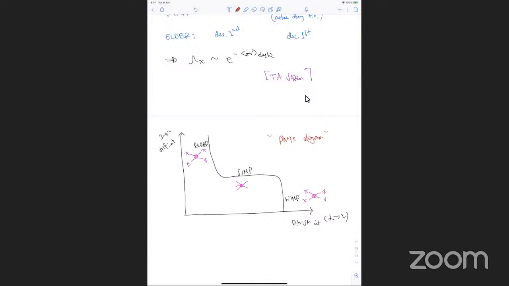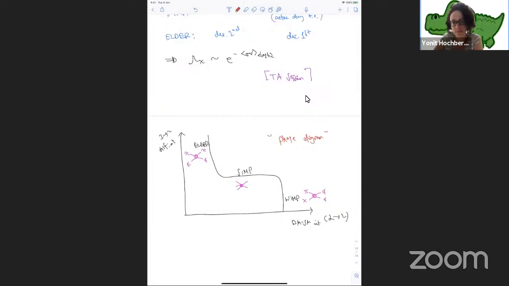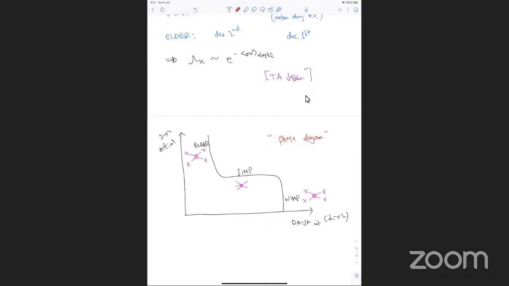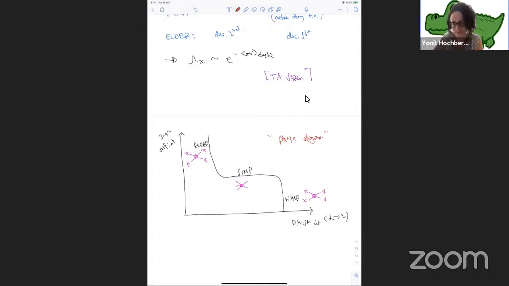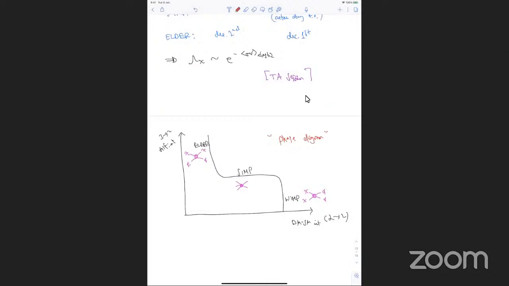Okay, last question. The kinetic decoupling for the ELDER mainly depends on the dark matter-standard matter interactions, while the self-interacting diagram for the SIMP mainly depends on the 3-to-2 coupling, the self-interacting coupling. So how can it be that the ELDER corresponds to this region of the parameter space, while the first to decouple is the weakly interacting one?